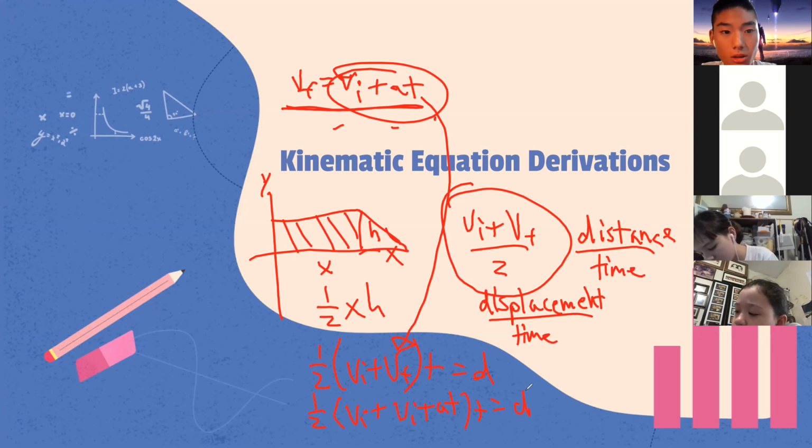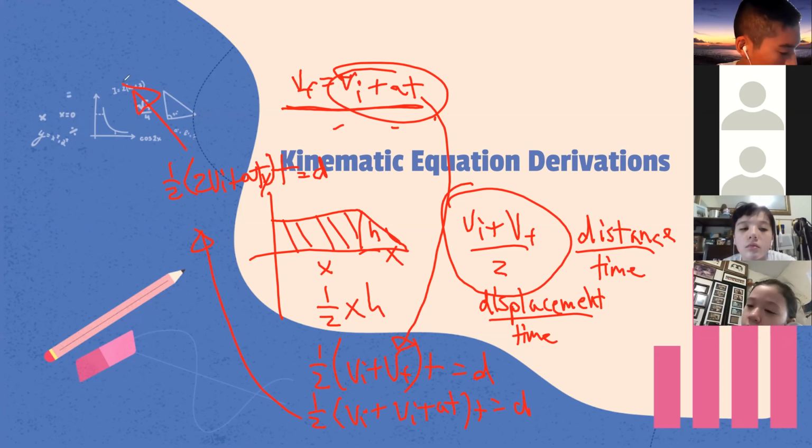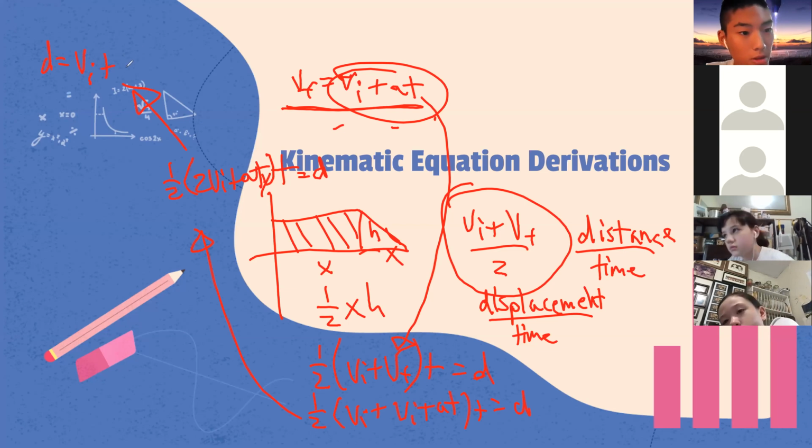And you can simplify this equation. So let me just bring this up here. So you get 1/2 times 2vi plus at equals d. And so your final equation is d equals v initial times time plus 1/2 at squared. And this is also another kinematic equation that we use for projectile motion and kinematics.